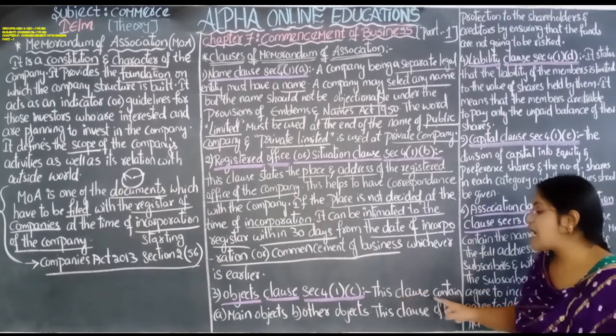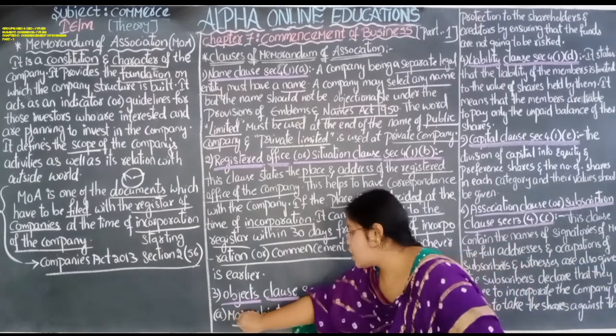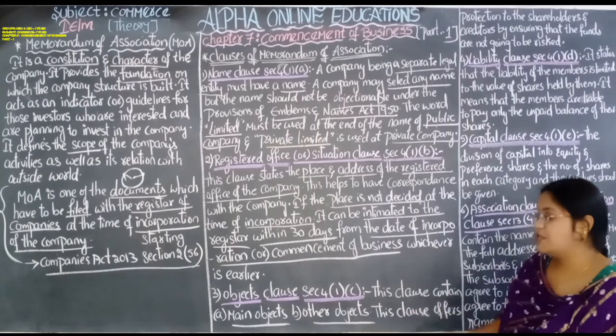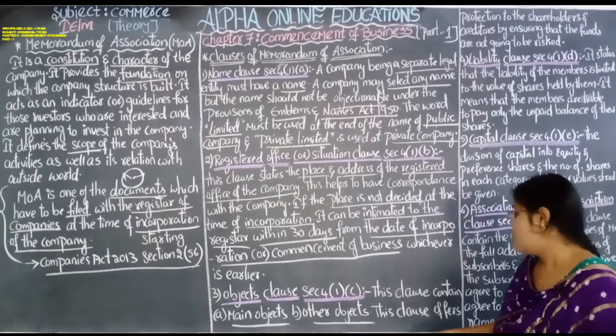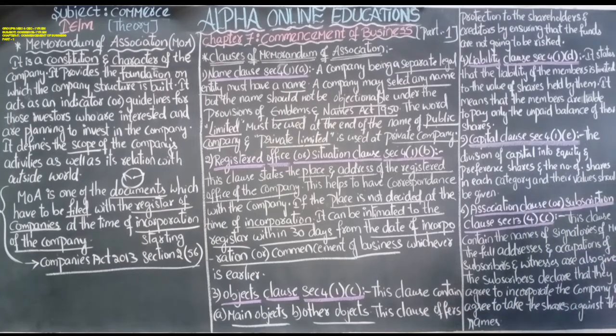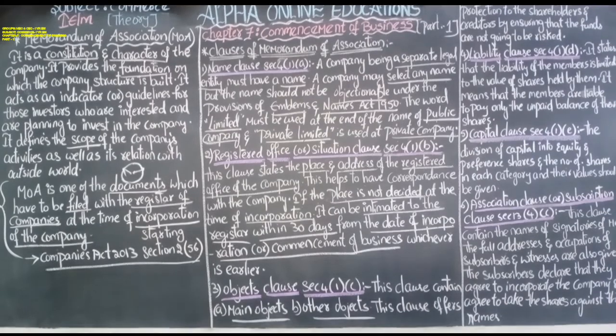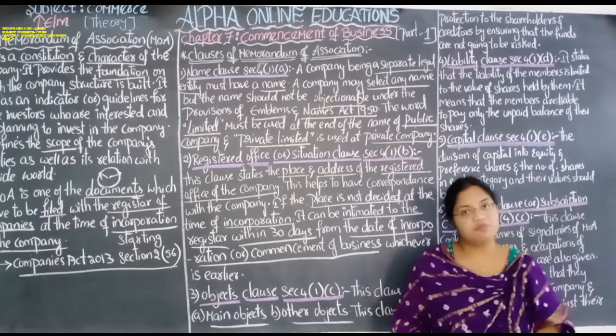So this clause contains two main objects, main objects and other objects. So this clause contains some of the objects, meaning objectives. This clause is a very important clause among the other clauses. As we know, the business will be started with certain objectives, right?